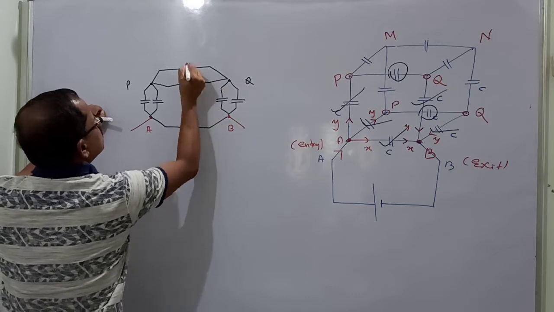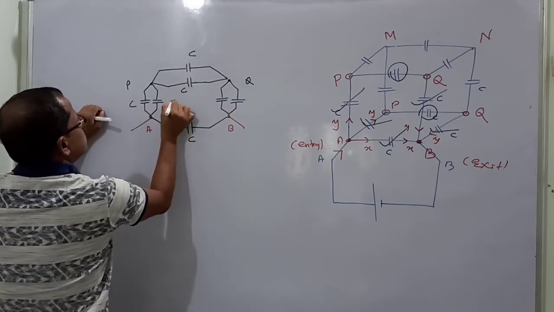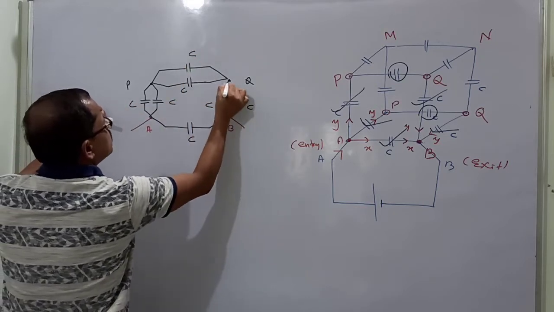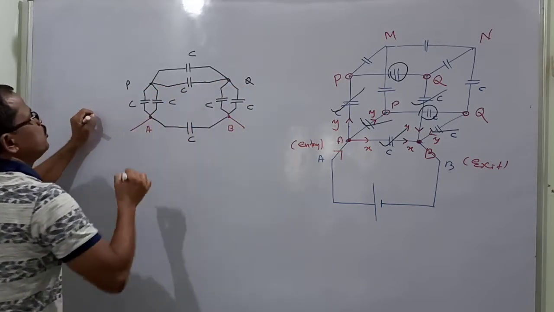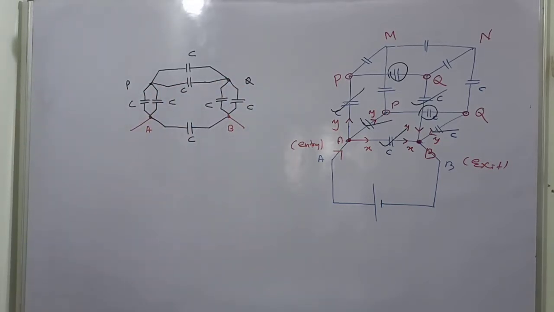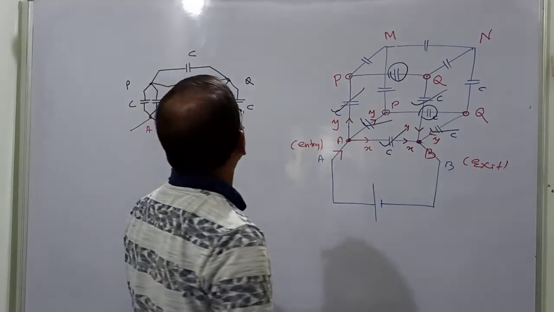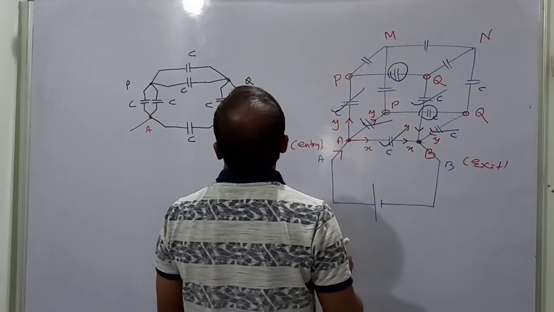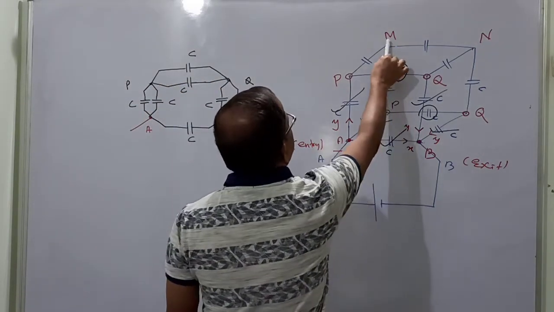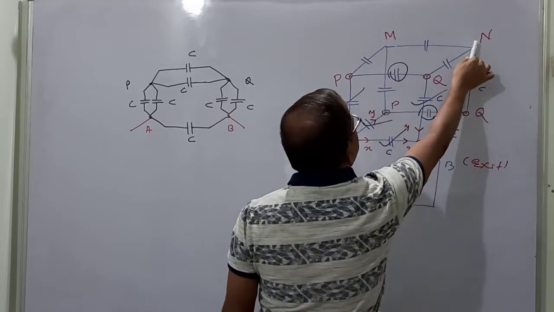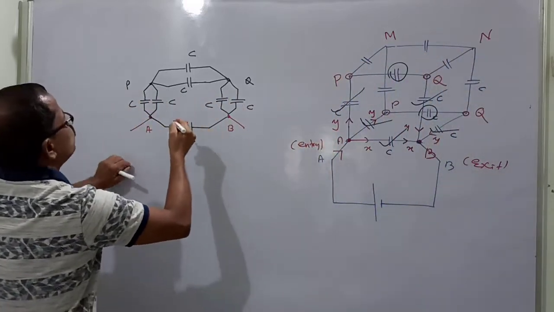So now this is C, this is C, this is C, this is C, this is C. This is the Q point, this is the P point. Up to this I have derived. Then the last points are from P to M, then Q to N. Now there are two more points.